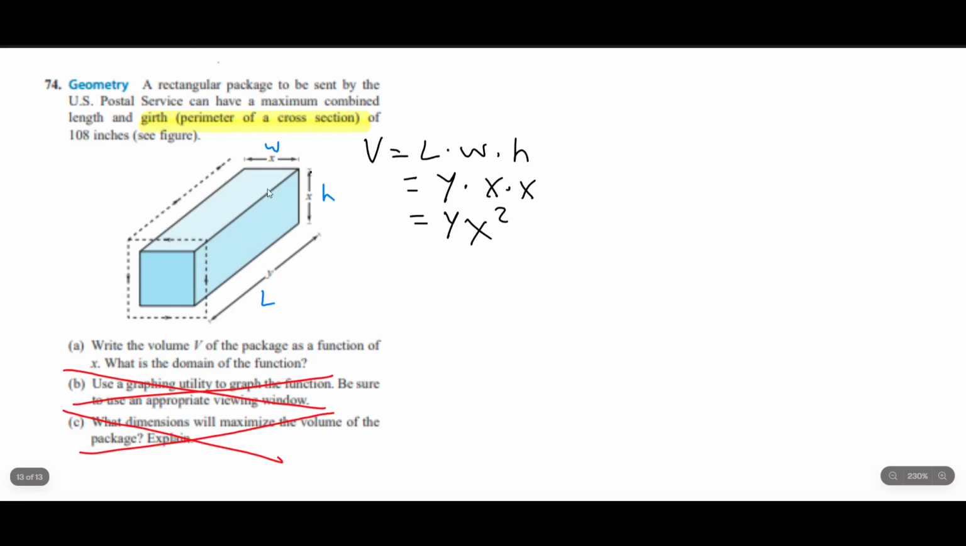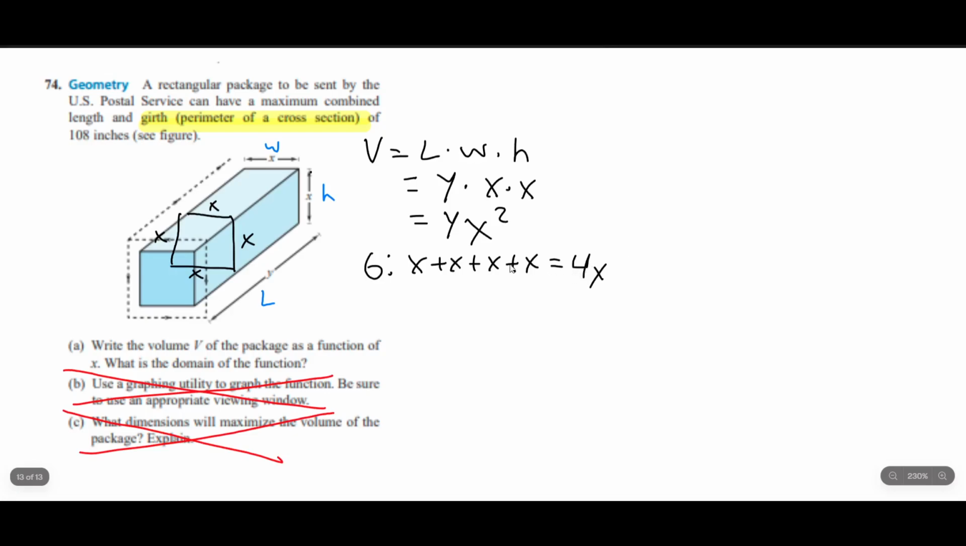So length y, girth, perimeter of the cross section. Please tell me you know what a cross section is. If not, it's just this, and the perimeter is this, this, this. This is the perimeter of the cross section, so it'll be x, x, x, x, and we add them. So the girth, which I'm going to denote as g, is just x plus x plus x plus x, which equals 4x. So our girth is 4x.